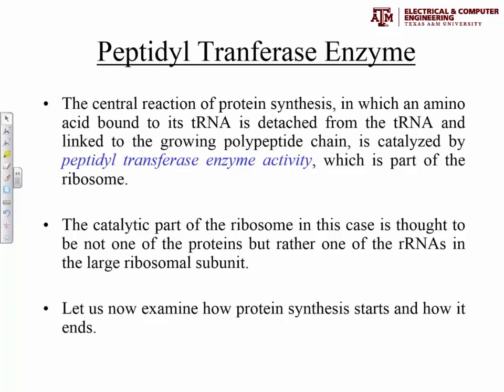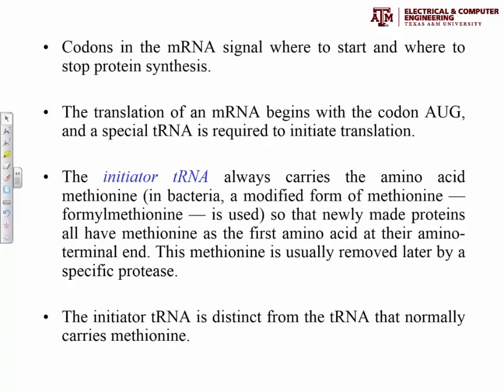So the next thing that we have to see is how protein synthesis starts and how it ends, okay? And these, again, are a little bit different between prokaryotic cells and eukaryotic cells. Now, codons in the messenger RNA signal where to start and where to stop protein synthesis, all right? Because we know the start codon is AUG, and the stop codons are UAA and so on. So the translation of a messenger RNA begins with the codon AUG, and a special tRNA is required to initiate translation. AUG also codes for the amino acid methionine.